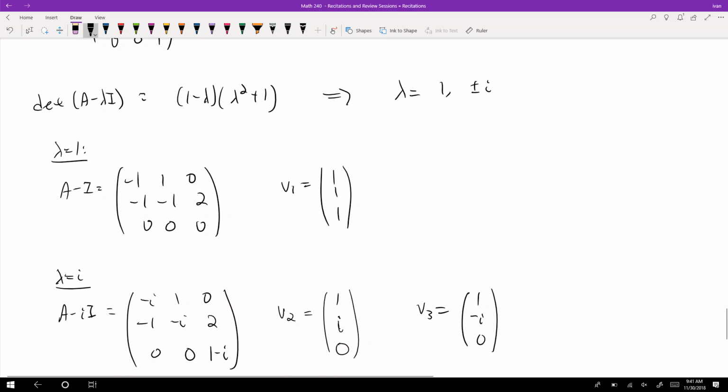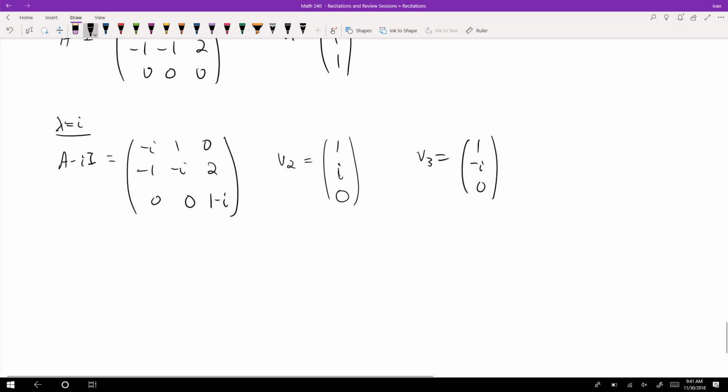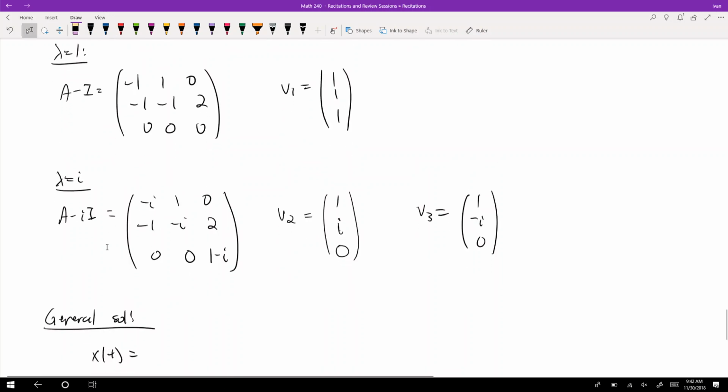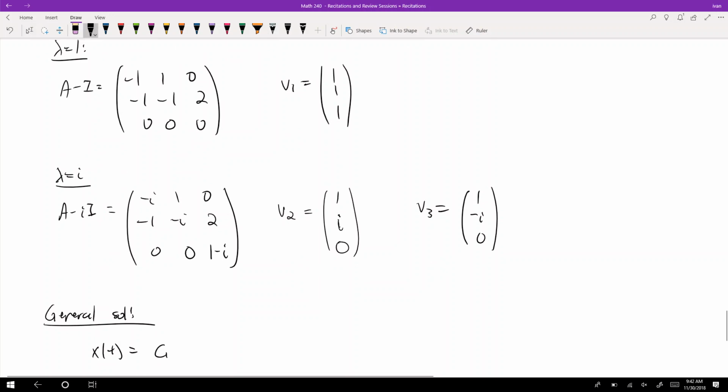Okay, so now what? Now we can write the general solution, and everything on the blackboard is relevant now. So if you want to look at the blackboard, that's where I'm going. We want to find the general solution. X of t is going to equal, well, this first eigenvalue is real, so we can just write that one down. That's going to be C1, e to the 1t, so that's just e to the t, times the eigenvector (1, 1, 1).